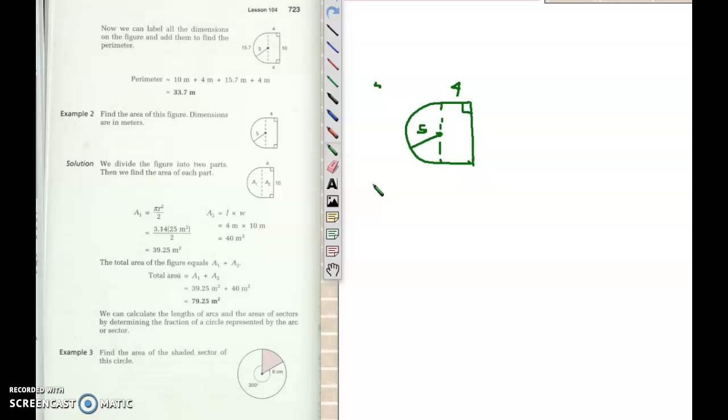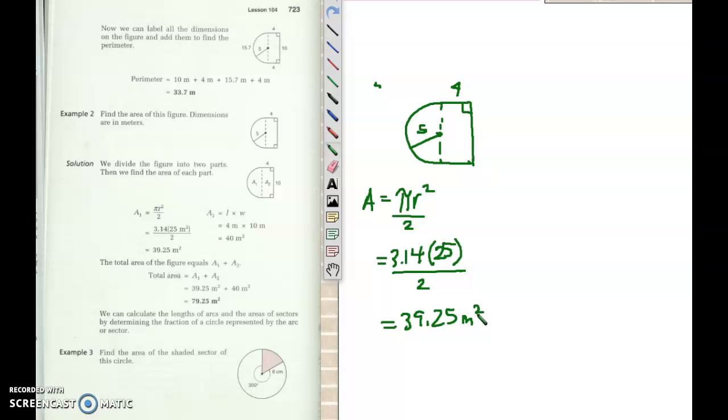We're not finding perimeter. Now the area of a semicircle is going to be pi r squared divided by 2, because we're not finding the area of the whole circle, we're finding half of it. So we know that the radius is 5, so we're going to multiply 3.14 times 5 squared, which is 25, and we're going to divide it by 2. And when you do that math, you get 39.25 meters squared, because we're talking about area, which means we're going to square our units. So that's this first area over here.